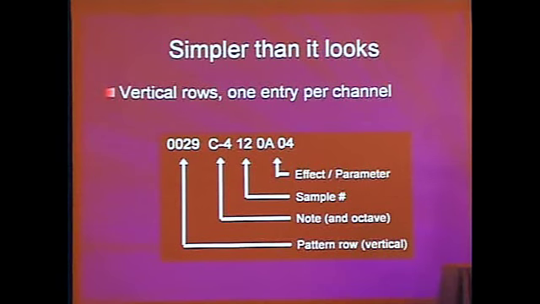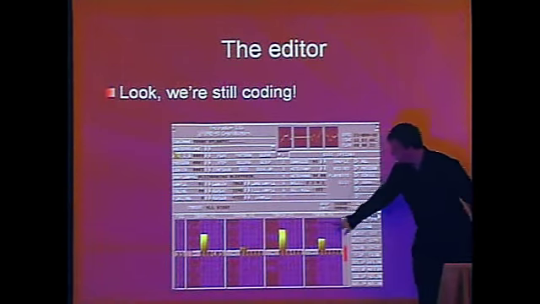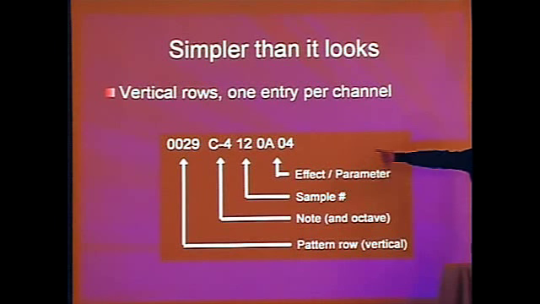And so, really, it's simpler than it looks. If you break down what you saw right there into combinations of rows, you can take 1 row at a time and look at it. It's just the row number, the note, which in that case is the C-4. C is the note, 4 is the octave.